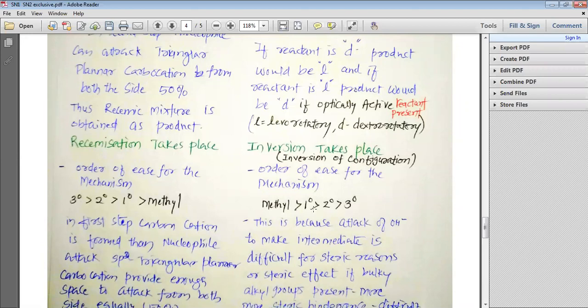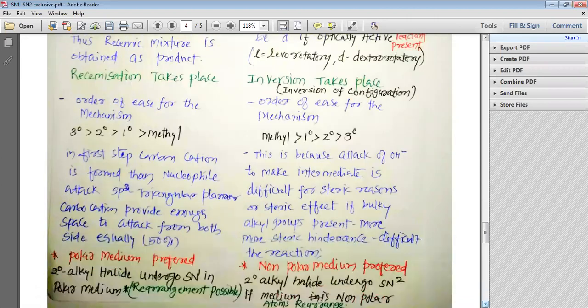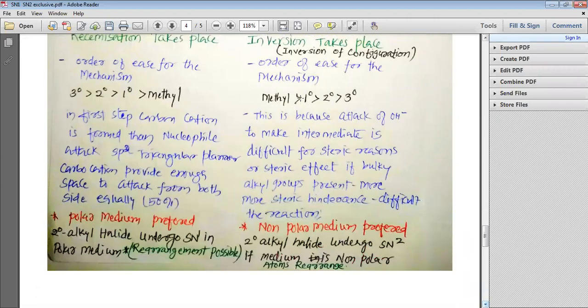But in the case of the SN2 mechanism, no carbocation is formed. The reaction takes place through the transition state, and the attack of OH minus is easy when there is less steric hindrance, and that is why here the order is methyl is greater than primary, is greater than secondary, is greater than tertiary.